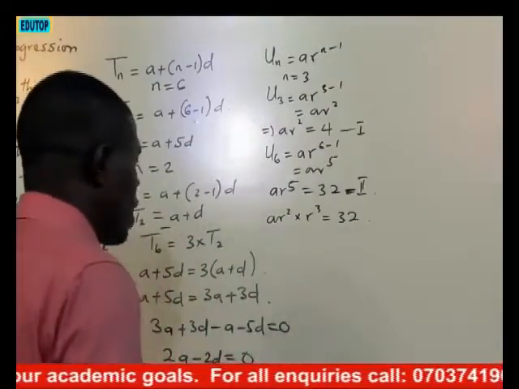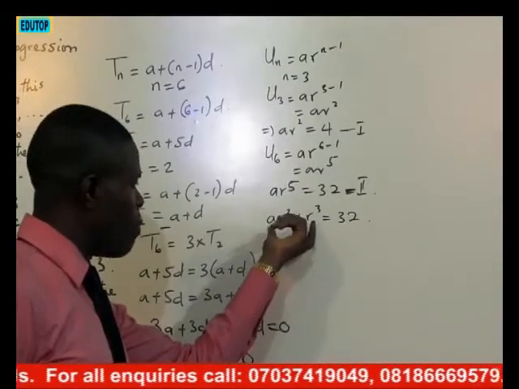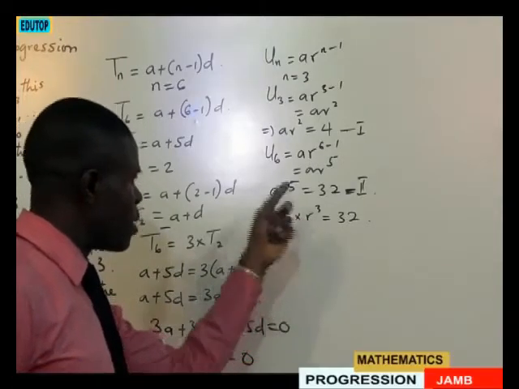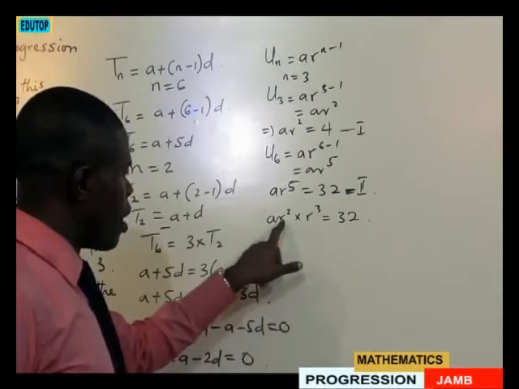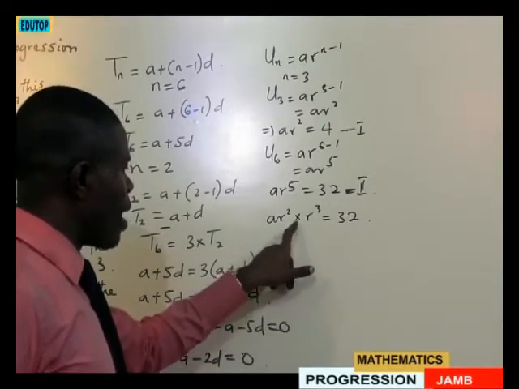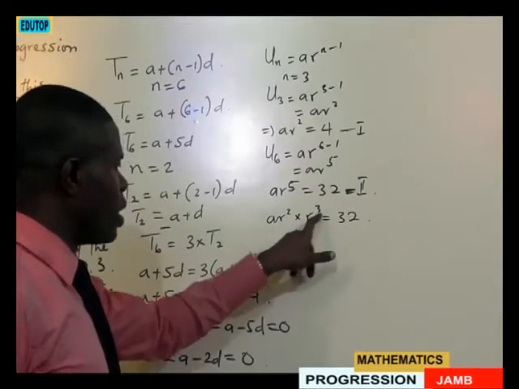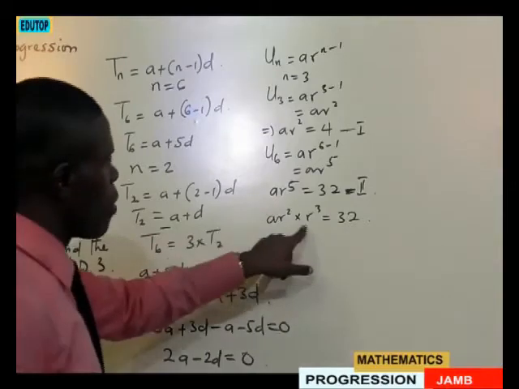I have not committed any mathematical blunder, because as long as the fundamental principle of mathematics is obeyed, this statement is correct. By the law of indices, for two terms of the same base with a multiplication sign between them, you add the powers: 2 plus 3 is 5, and you have it here. So the fundamental principle is not violated.